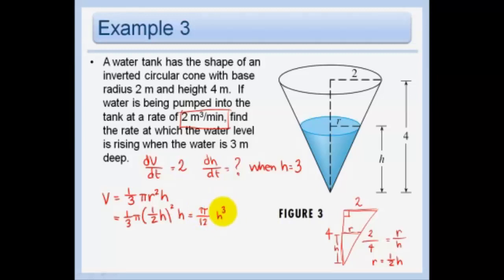Now that I've done that, taking the derivative with respect to time of both sides isn't too bad. I have pi over 12 as my constant, and then the derivative of h cubed is just 3h squared dh/dt. I know dV/dt is 2. I want to find dh/dt when h is 3, so now that I've taken the derivative of both sides, I can go ahead and plug in my info.